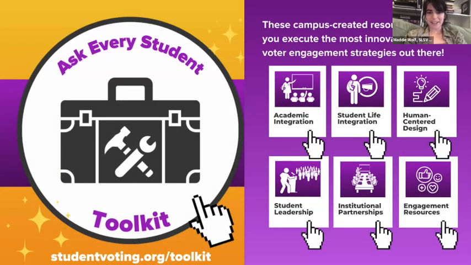The Ask Every Student Toolkit is a collection of campus-created and collaborative resources that can help you execute some of the most innovative student voter engagement strategies out there. This is the second iteration of a really incredible resource that is truly based on the collaboration of so many student, faculty, campus staff, and administrative leaders across the country who are really dedicated towards sharing best practices, sharing what they're doing to make it so that the concept, this idea, this mission, this dream of asking every student to participate in our democracy can become a reality.